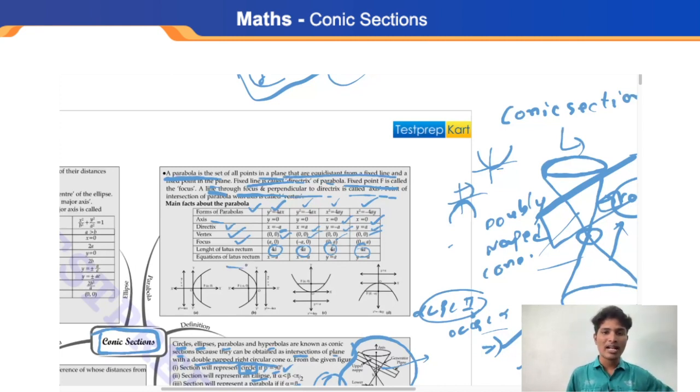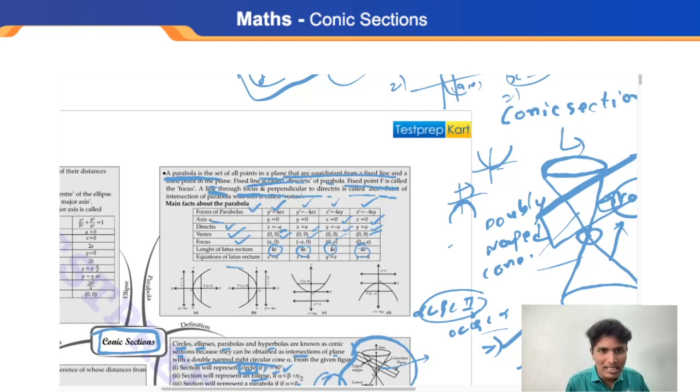And the equation of the latus rectum is simply through the focus. Suppose this is the parabola and I already said the latus rectum is passing through the focus. So if it is passing through the focus, what is the equation? x is equal to a is the equation. So x is equal to a, x is equal to minus a, that is the reciprocal of the directrix equation. The reciprocal of the directrix equation will be the equation of the latus rectum.